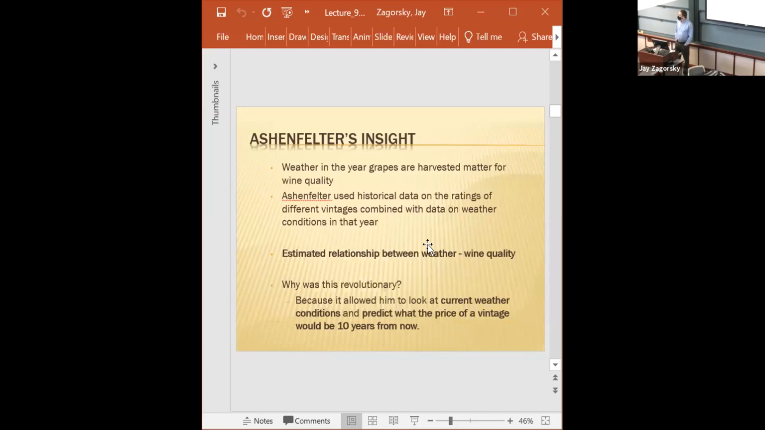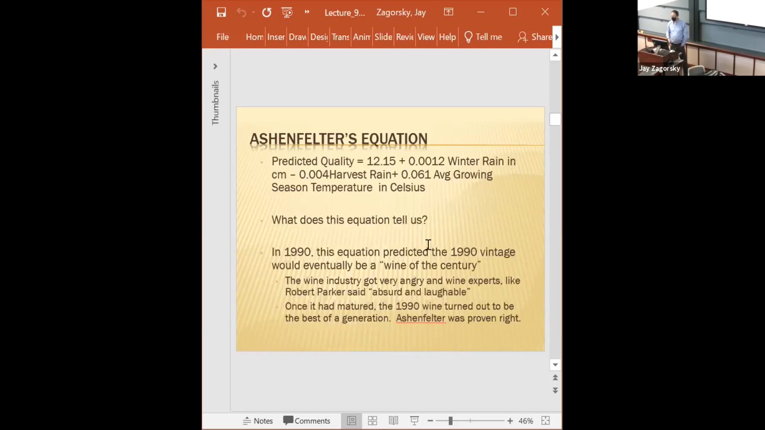So what Ashenfelter figured out was that the weather really was the key factor for wine quality. The difference between a $75 bottle of wine and a $1,000 bottle of wine was all about the weather. And he estimated a regression using historical data to try and figure out weather and wine quality. And it's a very simple regression. And it was revolutionary because he was able to predict the price of a vintage 10 years into the future. In simple words, he could figure out which vintages are going to be really expensive in the future, and he could buy them today.